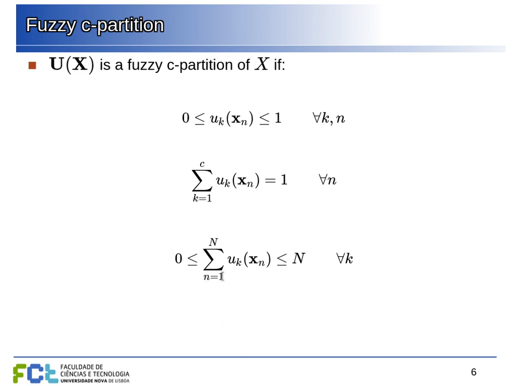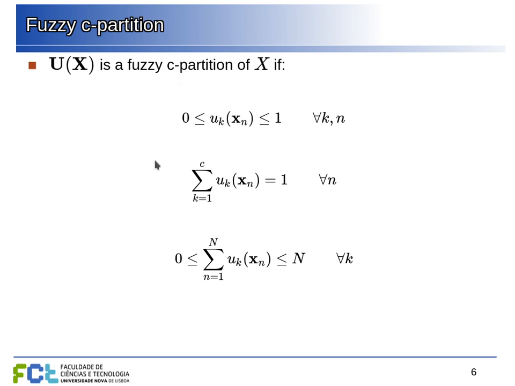And also for each cluster, we must require that the sum of the memberships of all the points cannot be larger than the total number of points that we have here. So we cannot have one cluster with more membership than the points that exist.